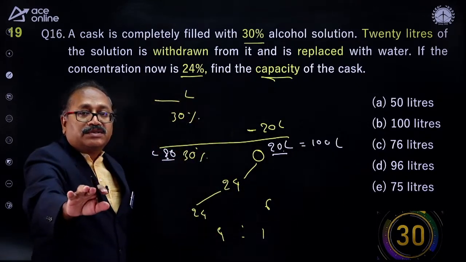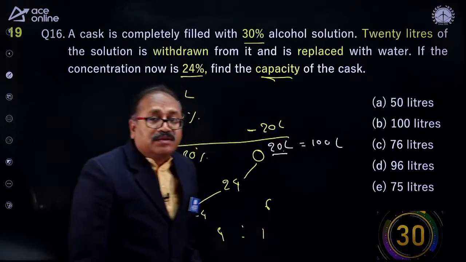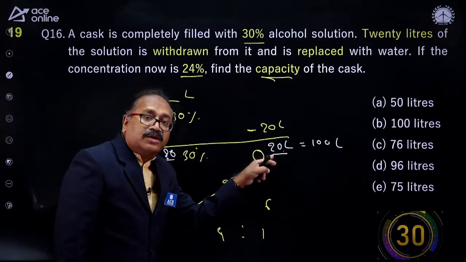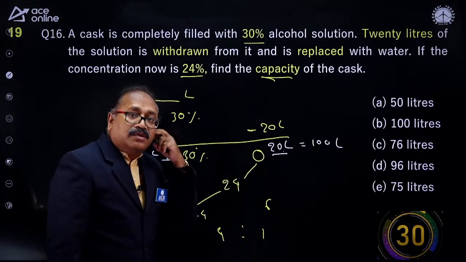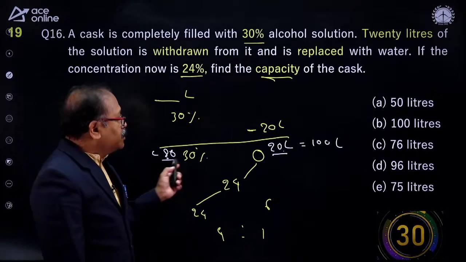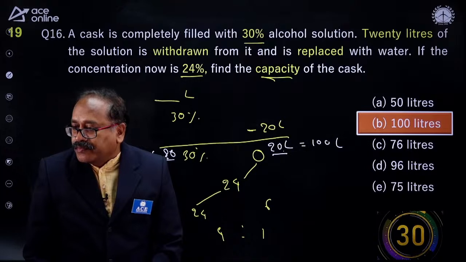But hold on here once. What did the question say? Find the capacity of the cask. So after taking out 20 liters, again you poured the 20 liters, right? So what is the capacity here? It's 100. It's 100.